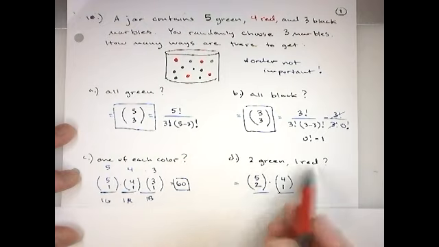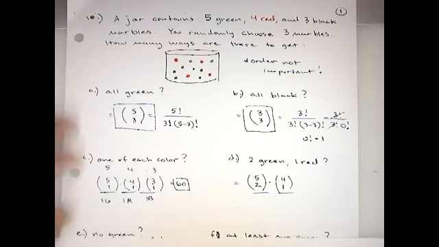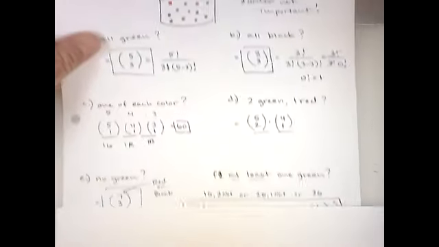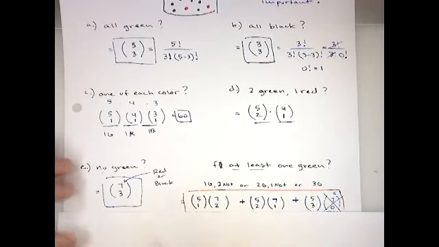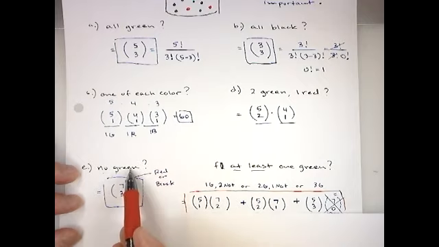2 green and 1 red. Well, first I'm going to count the number of ways of getting any 2 of the 5 green marbles. And then I'm going to multiply that by 4 red marbles, and I want to pick 1 red marble. No green marbles. Okay, well, how many of them are not green? If you go back and count them, there were 7 that were either red or black. And so we would want to pick any 3 of the 7 red or black ones. Those would be not green.